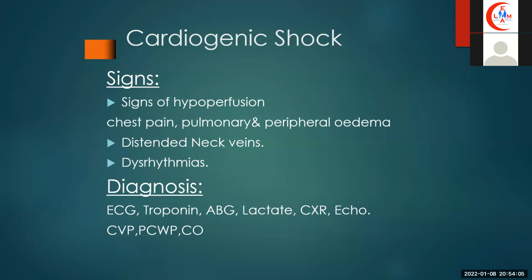You can check their troponin, arterial blood gases, lactate, and chest X-ray, where you can see cardiomegaly. An echocardiogram checks the contractility of the heart, and you can measure the cardiac output. You can check their central venous pressure, which measures the right side of the heart, or pulmonary capillary wedge pressure, which measures the left side of the heart, and also their cardiac output.